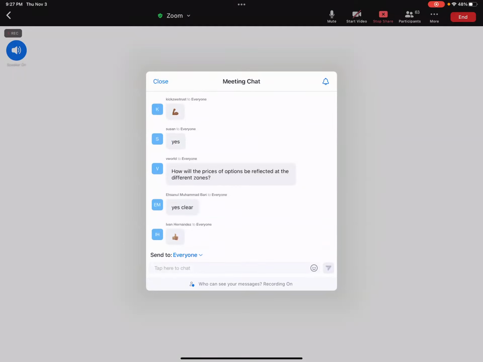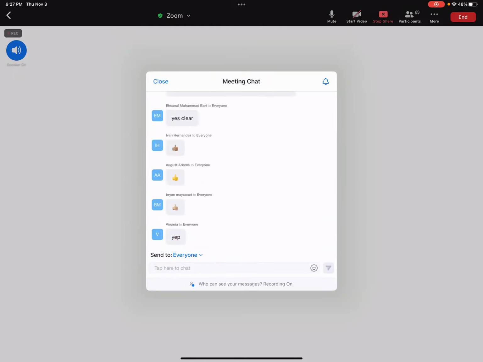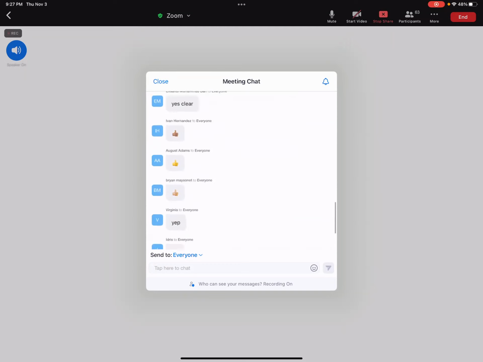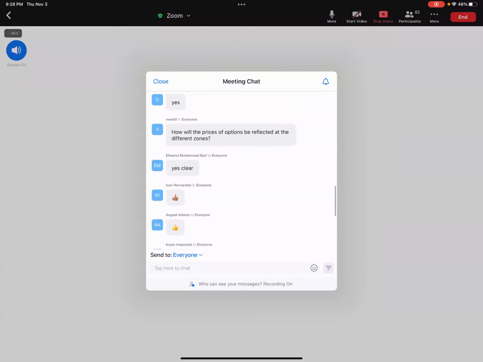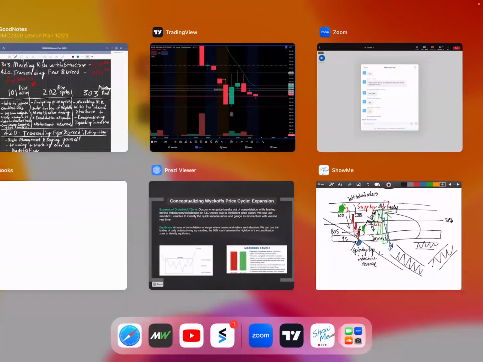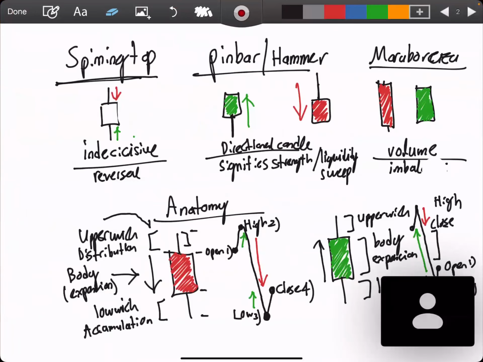Welcome. How will the prices of options be reflected at the different zones? Perfect. So the price of the options are going to be dependent upon the Greeks and implied volatility, which is the next topic on our agenda, which is premium versus discount. Premium versus discount.